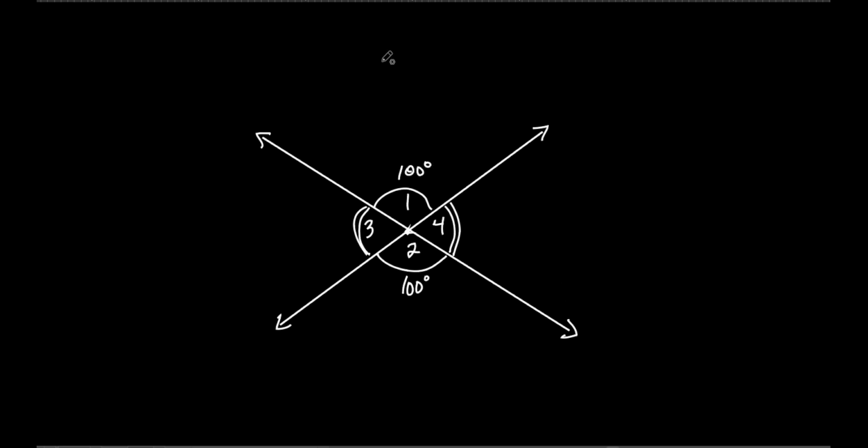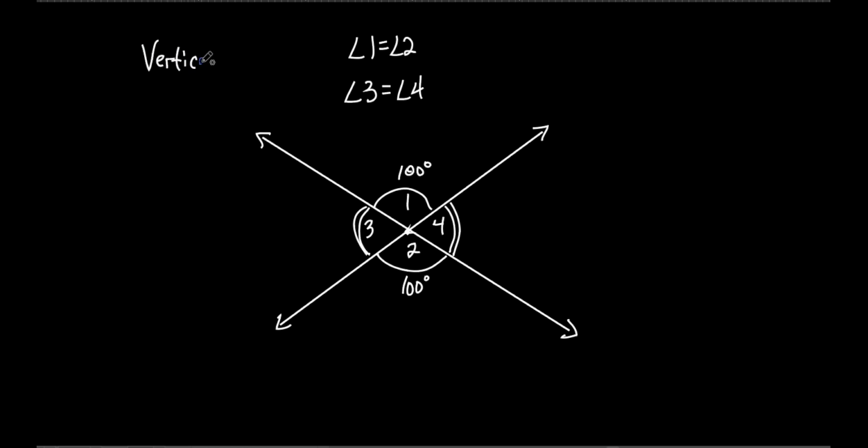Now, we do have a name for those. So what I could do is I could say that angle 1 is equal to angle 2. And what else is true? Angle 3 is equal to angle 4. Okay? So those are going to be equal. And we give it a name, and we call them vertical angles.